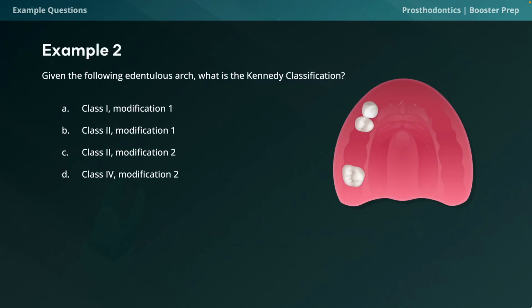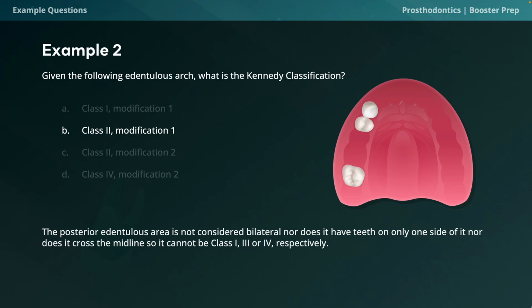Given the following edentulous arch, what is the Kennedy classification? Pause the video if you need. And the answer is B, Class 2 Modification 1. Even though the posterior edentulous area is crossing the midline, we don't really care. It's still only unilateral. And so it's a Class 2 with an additional edentulous area, making it a Mod 1.